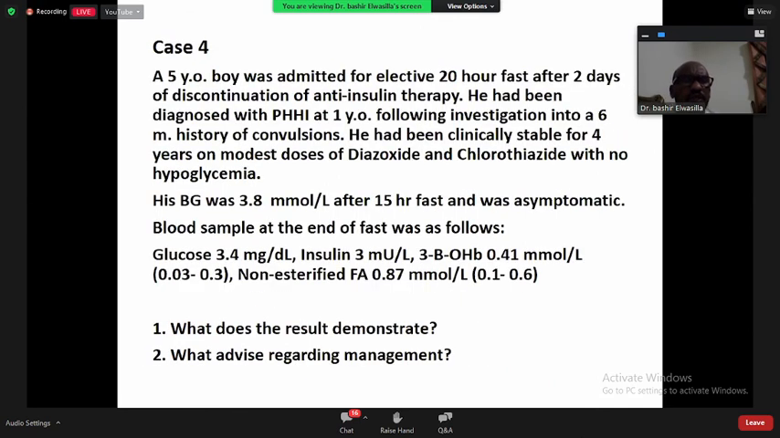Case 4. Bashir, how many more cases do you have? This is the last one. That's it. Thank you.